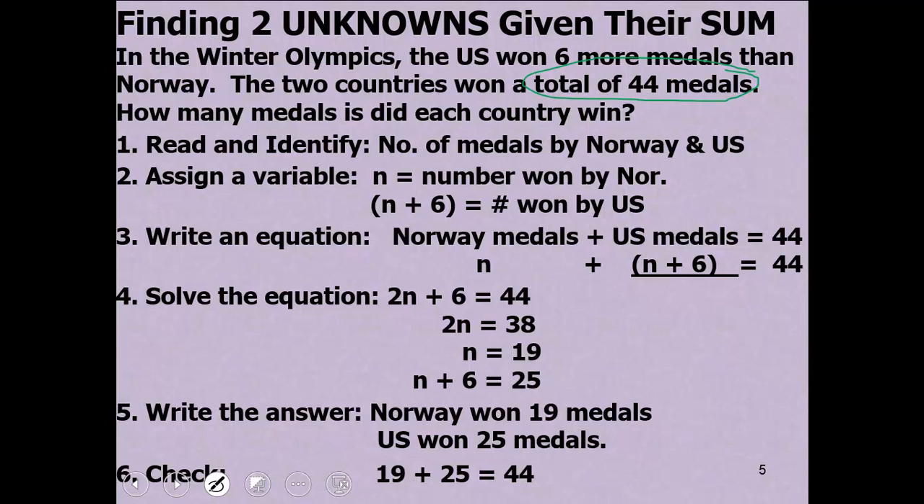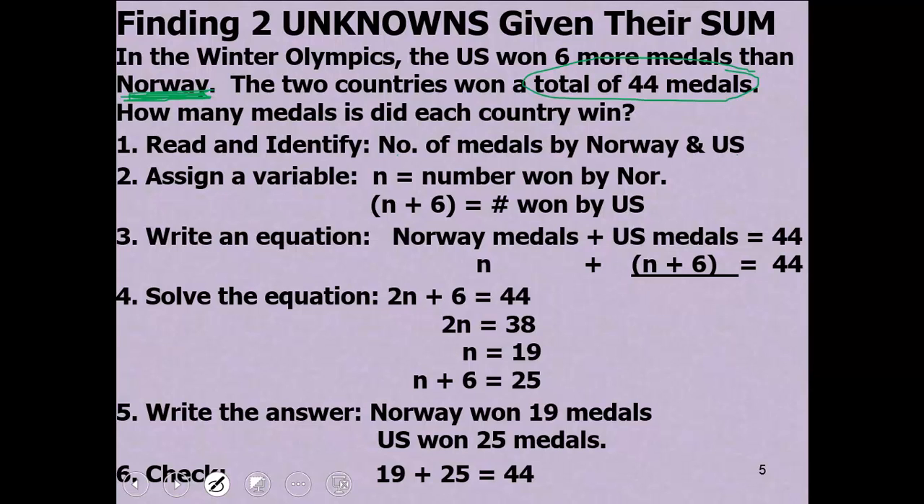So this is a lot like what we did last night, except there's one little twist in it. We know that the U.S. won 6 more than Norway, right? So if we could figure out what Norway is, then all we have to do is add 6 to it, and then we know what the U.S. won, all right? So what am I looking for? I'm looking for the number of medals won by Norway and the United States, okay?